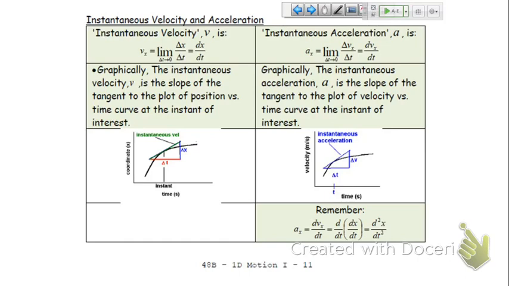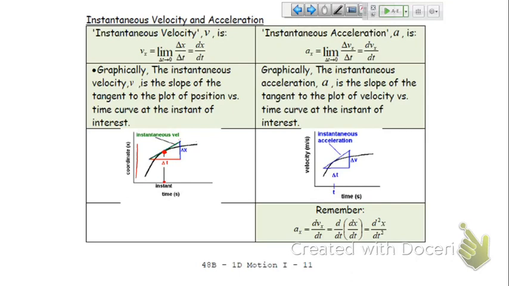So this journey started off, and it went very quickly in a positive direction, and then the object kind of slowed down. It actually went like that, like an elevator slowing down as it goes upwards. That's what's actually going on. And I want to know what the speed or the velocity is at that instant of time. So I draw myself a tangent.